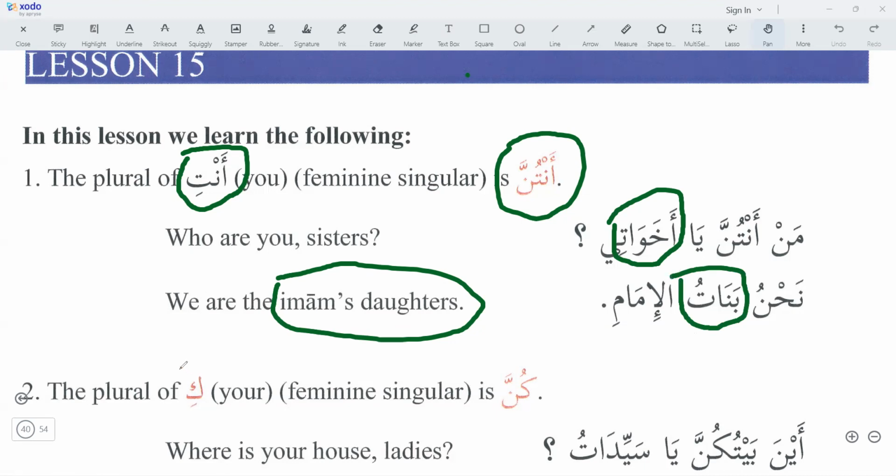And the next is the attached pronoun. Damir muttasil of Anti is ki, with the kasra. And the plural of ki is kunna. Kunna is the attached pronoun of ki.